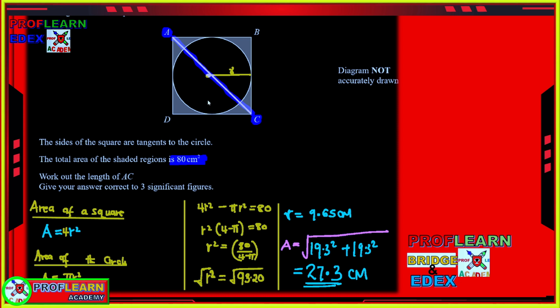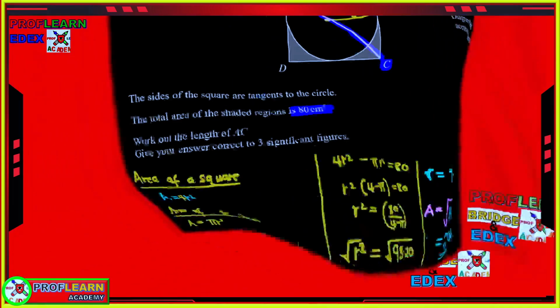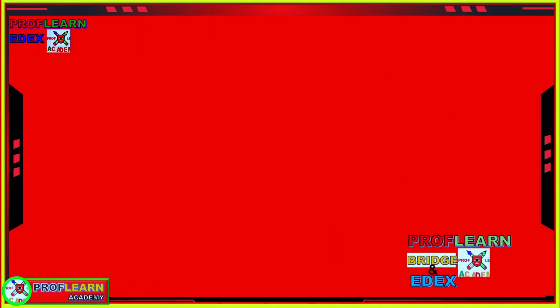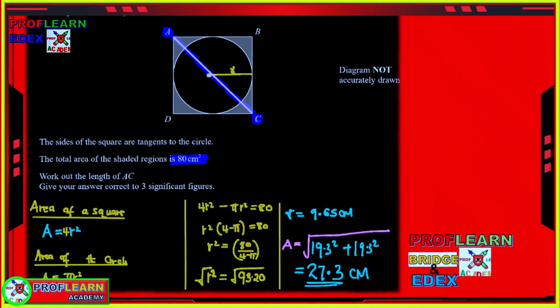So with this, we'll know that the side of the square is 19.3. If you use Pythagoras theorem, because this is a right angle triangle here, it will be 19.3 squared plus 19.3 squared, and you find the square root, it will be 27.3.